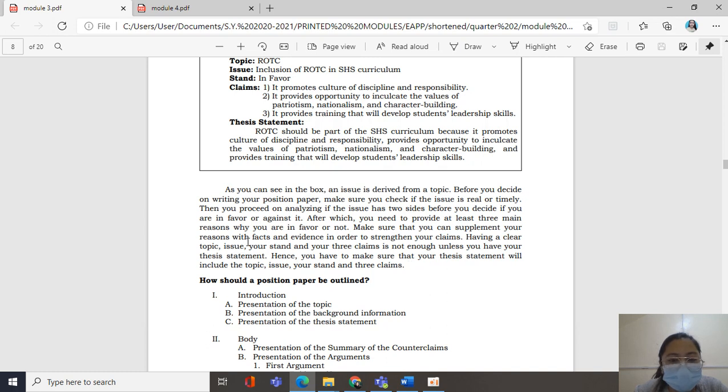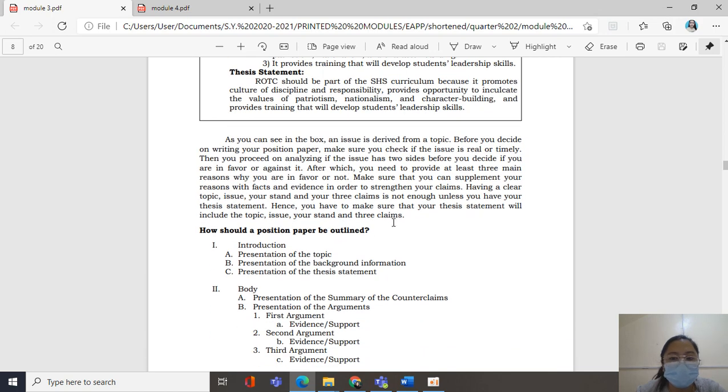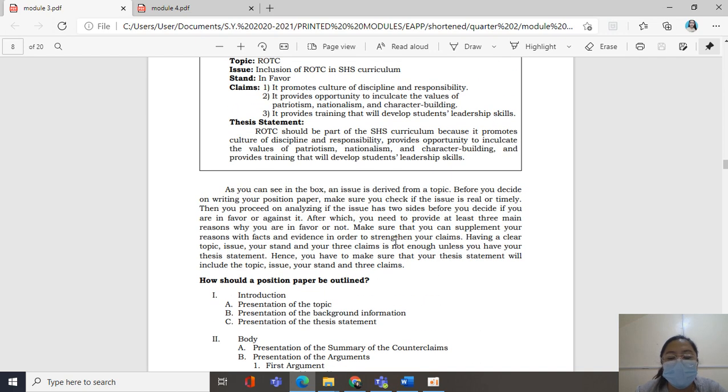Alright, then you proceed on analyzing if the issue has two sides before you decide if you are in favor or if you are against it. So it's your choice whether you agree or you disagree with the issue. After which you need to provide at least three main reasons why you're in favor or why you're not. And then make sure you can supplement your reasons with facts and evidence in order to strengthen your claims.